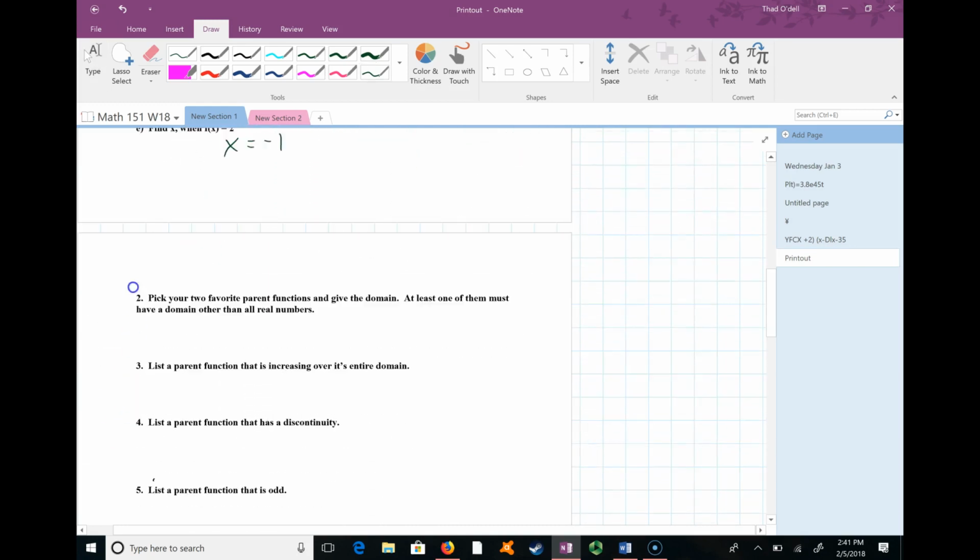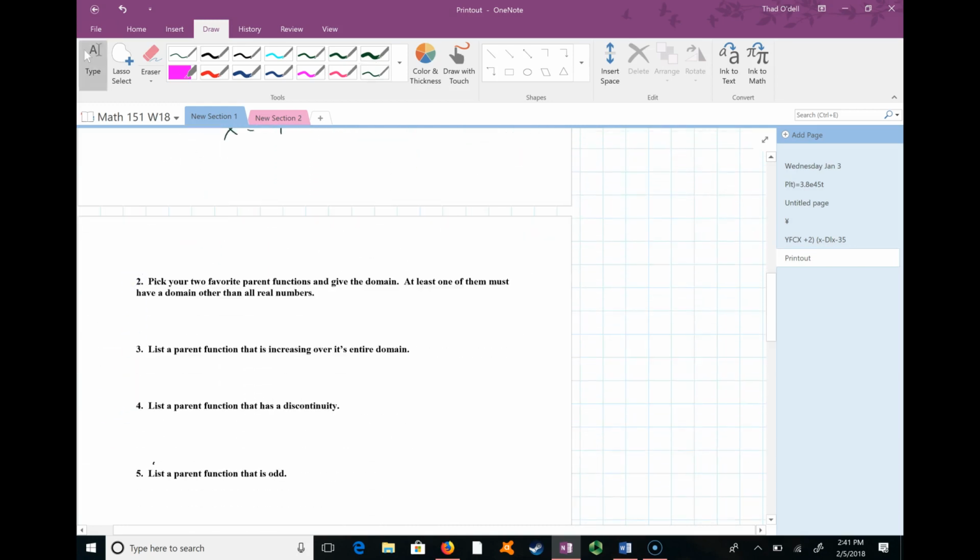Okay, moving right along. Pick your 2 favorite parent functions and give the domain. So I'll just do a couple here. For example, y equals x squared. The domain would be all real numbers. y equals x cubed. The domain would be all real numbers. So a lot of them are all real numbers.